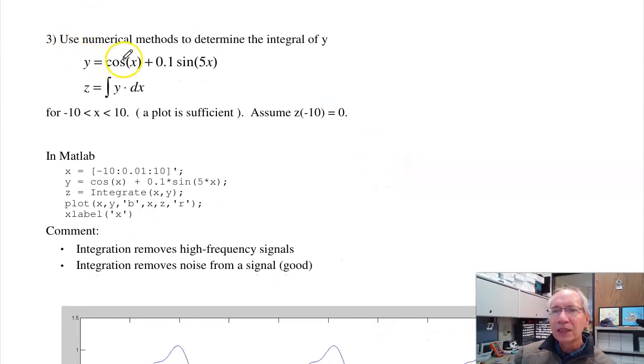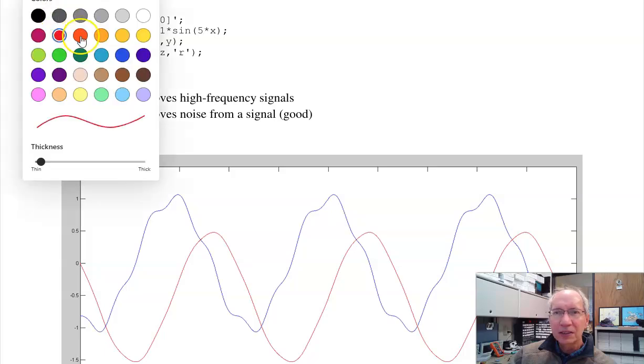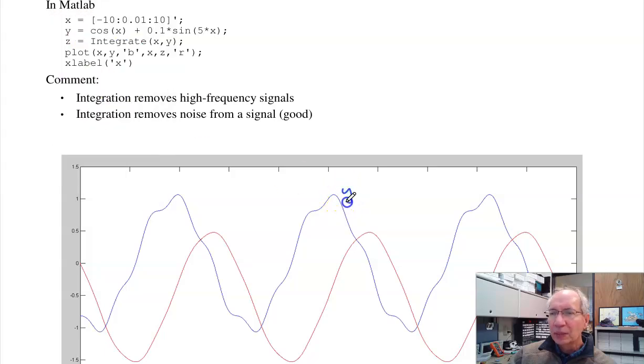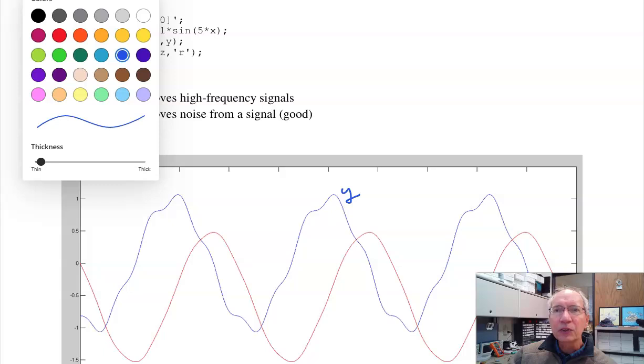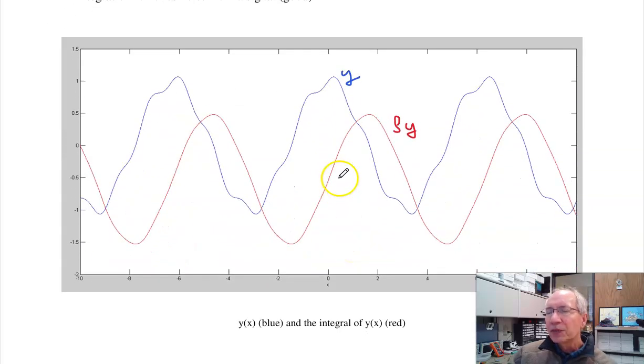Another function, if I have two sine waves, integrate it. This is y in blue. The integral of y is in red. This is a little bit different than what we did with differentiation. With differentiation, the high frequencies are amplified. With integration, the high frequencies are attenuated. And again, Matlab doesn't tell you what the equation is for the integral. It just says whatever it is, that's what it looks like.